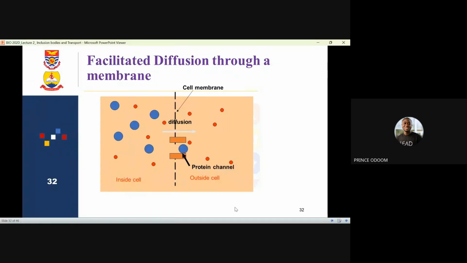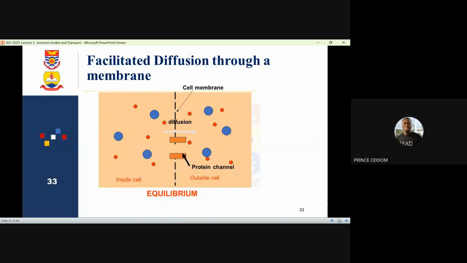So can we see the movement? Are we seeing where the blue ball is passing? Can we see that? Yes. Then finally, you could see the net distribution of balls. You have 3 here, then you have 3 here. So this is facilitated diffusion. I hope we get it. And then you could see equilibrium.